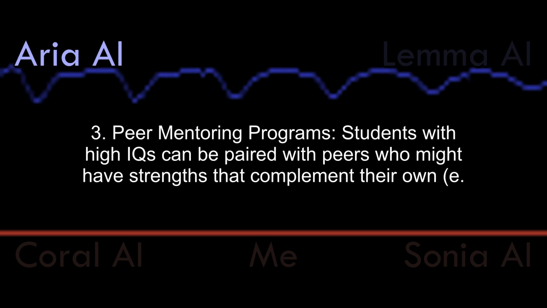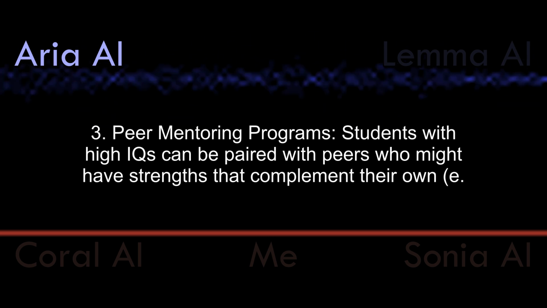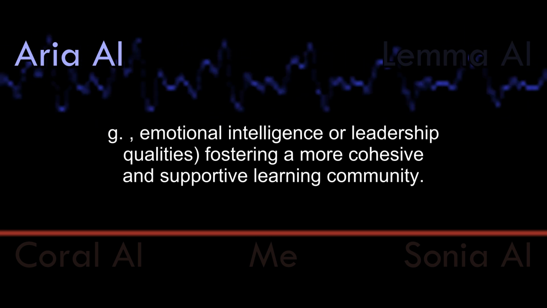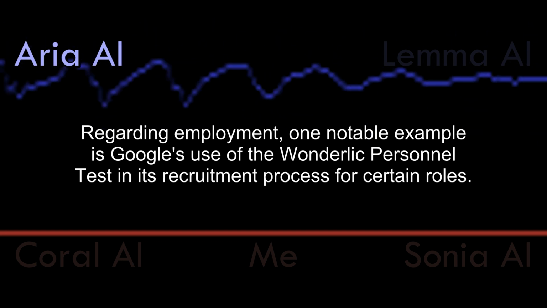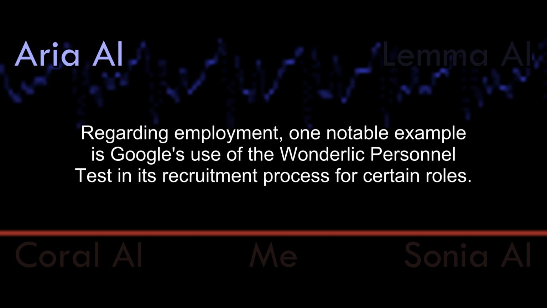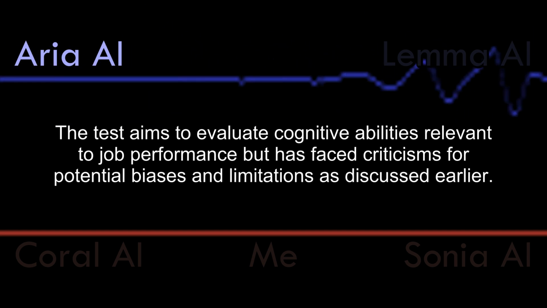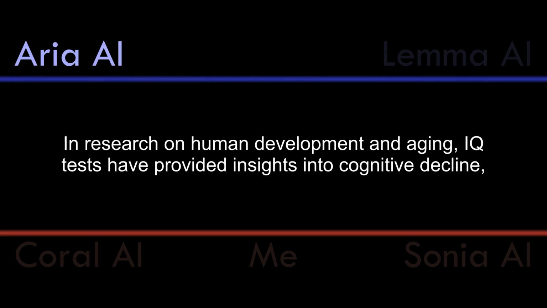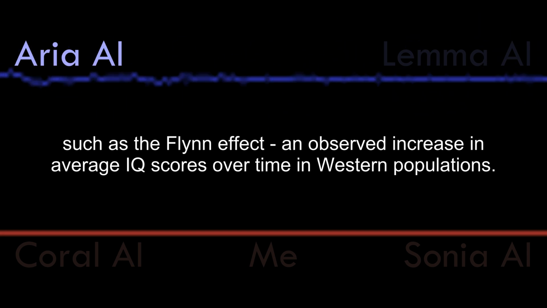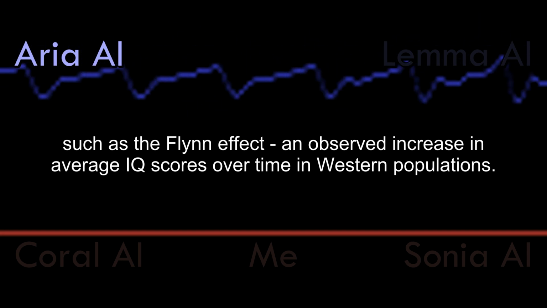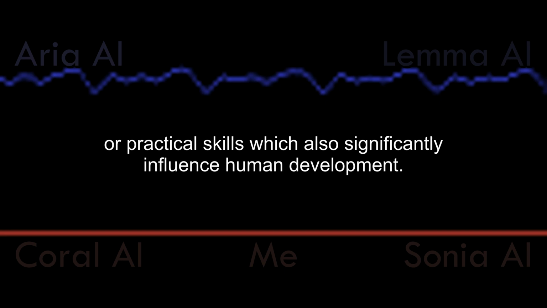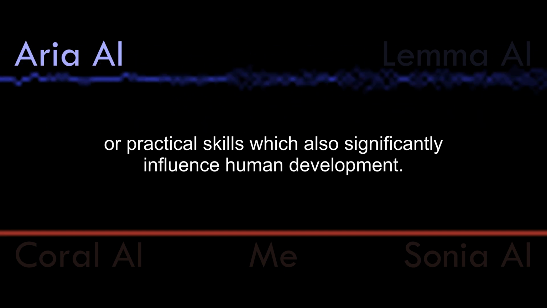Three, peer mentoring programs. Students with high IQs can be paired with peers who might have strengths that complement their own, e.g., emotional intelligence or leadership qualities, fostering a more cohesive and supportive learning community. Regarding employment, one notable example is Google's use of the Wonderlic personnel test in its recruitment process for certain roles. The test aims to evaluate cognitive abilities relevant to job performance but has faced criticisms for potential biases and limitations as discussed earlier. In research on human development and aging, IQ tests have provided insights into cognitive decline, such as the Flynn effect and observed increase in average IQ scores over time in Western populations. However, they are limited by their inability to capture other aspects of intelligence, emotional stability, or practical skills which also significantly influence human development.